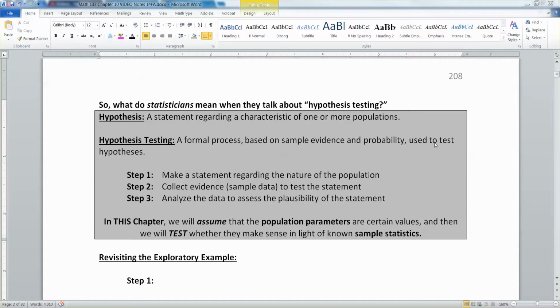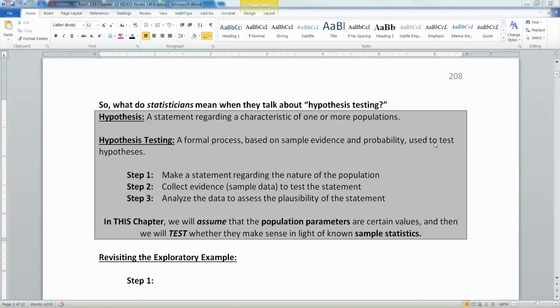Now, hypothesis testing is the process that we follow. It's a formal process based on sample evidence and probability used to test those hypotheses. In general, you make a statement regarding the nature of your population. Then step 2 is you collect evidence, sample data, whatever, and then you analyze that data to assess the plausibility of your statement in step 1.